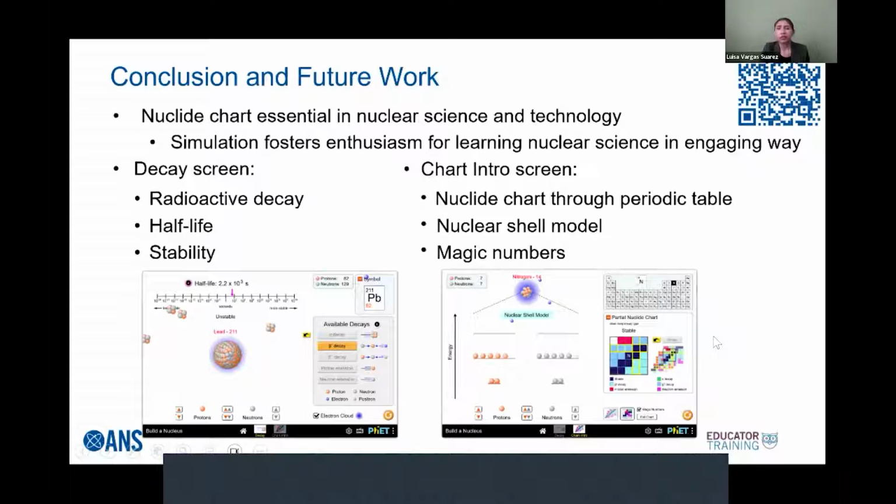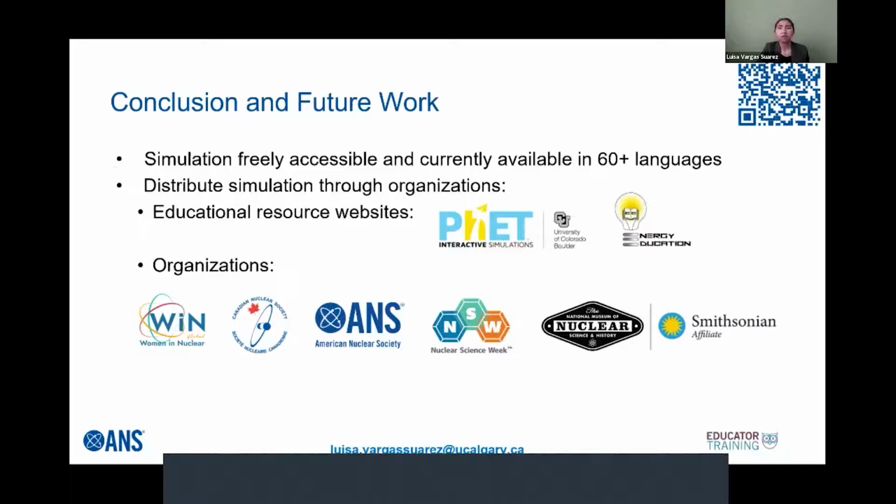Because we want everyone to learn about nuclear science, the simulation is already distributed through PhET. It's currently on their website, and it's also on the energy education website. This simulation is geared more towards people at the high school level age or older, because you need to understand the periodic table. Because it's available online and translated to many languages, anyone from anywhere around the world can learn about nuclear science.